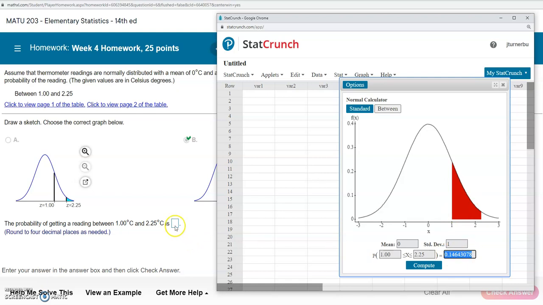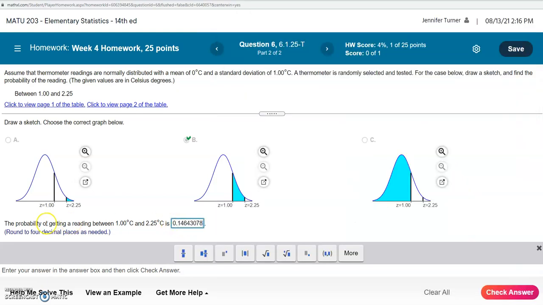So I'm going to copy that and paste it over here, and again we want 4 decimals, so 1, 2, 3, 4. The 3 in the next position says to round down, so we're going to leave that 4 as a 4.